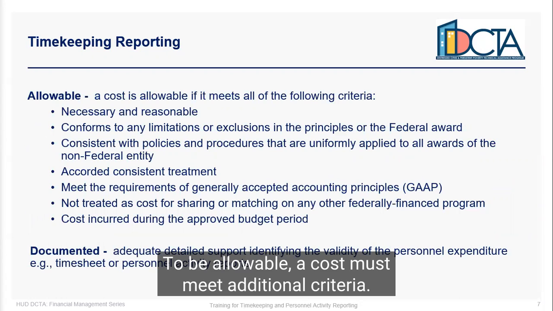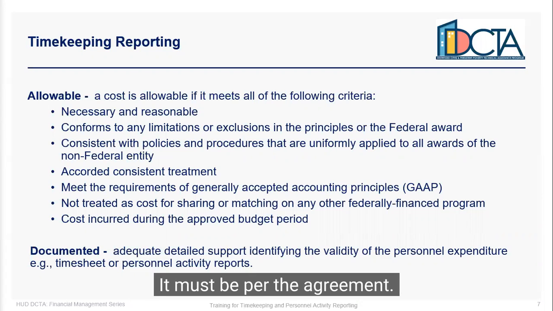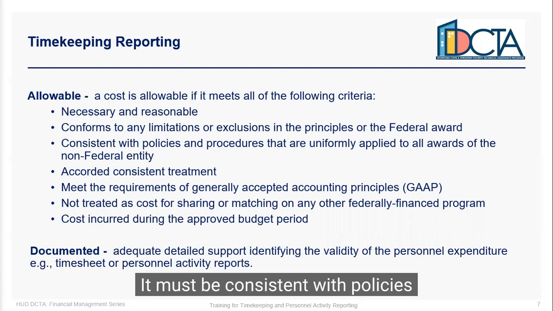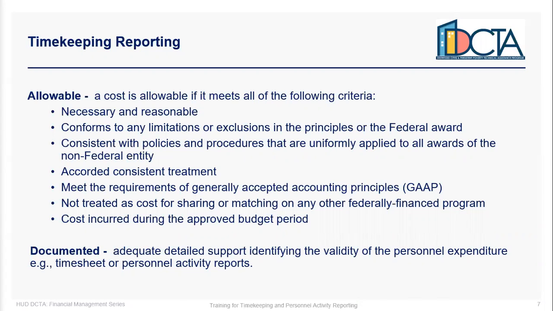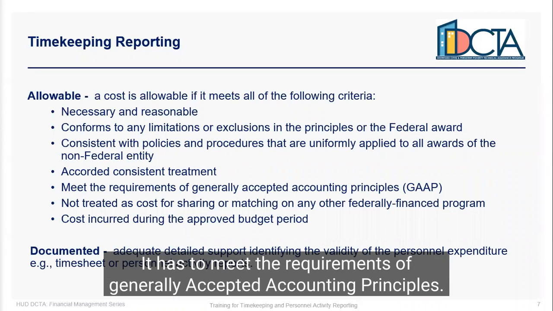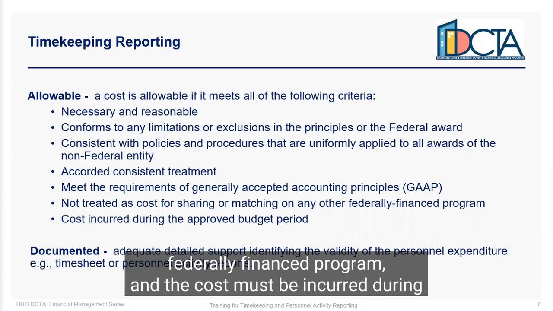To be allowable, a cost must meet additional criteria. A few of those criteria are that cost is necessary and reasonable. It must be per the agreement. It must conform to any limitation or exclusions in that federal award. It must be consistent with policies and procedures that are uniformly applied to all awards of that non-federal entity. It has to meet the requirements of generally accepted accounting principles. It cannot be treated as cost sharing or matching on any other federally financed program. And the cost must be incurred during the approved budget period.